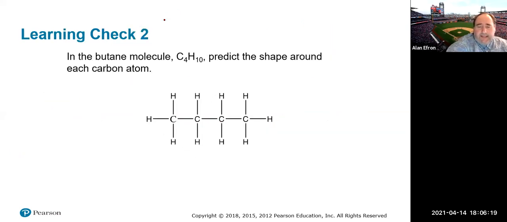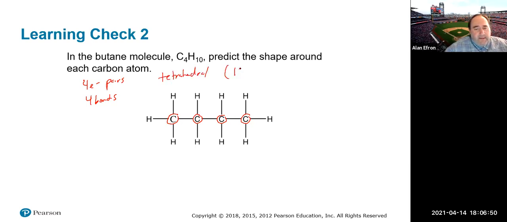So looking at this here, we want to predict the shape around each of these carbons. And to answer their other question, if we look at every one of these carbons, no matter which carbon we're looking at, because these are all carbon-carbon single bonds, they're all going to end up with four electron pairs and four bonds. And that's going to give each one of these that tetrahedral arrangement, which has that bond angle of 109.5 degrees.